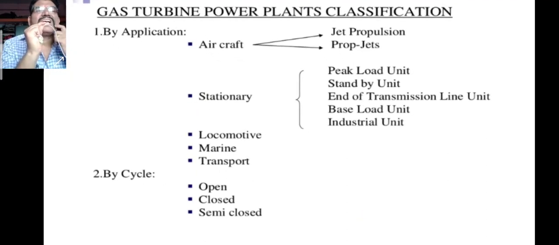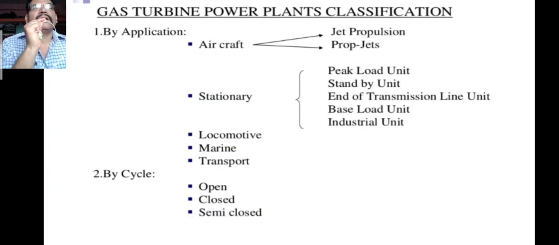So now the gas turbine power plant classification. Classification one, by application: it is used in aircraft, and also in stationary, locomotive, marine and transport applications. Aircraft includes jet propulsion and propeller jets, or jet props. In the stationary classification, there are peak load units, standby units, end of the transmission line units, base load units and industrial units.